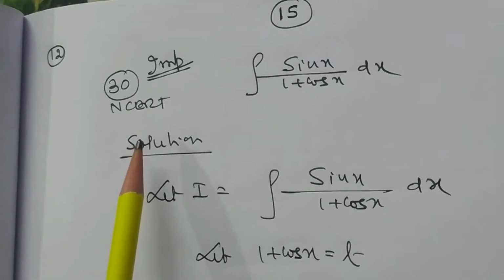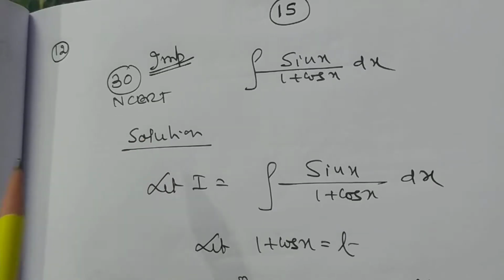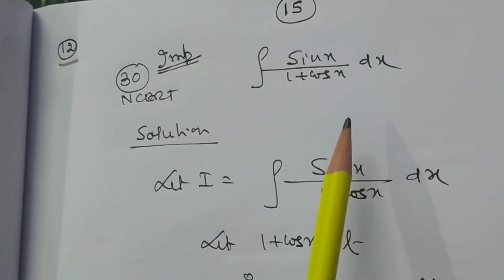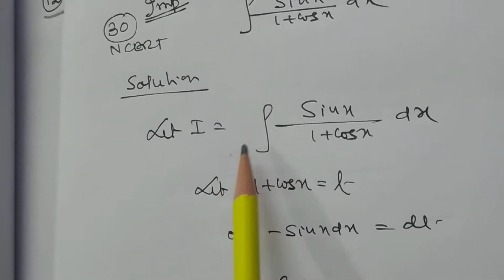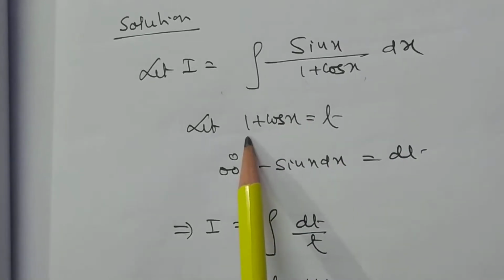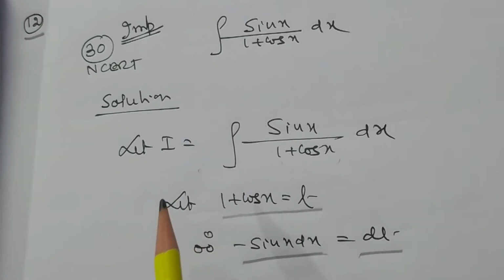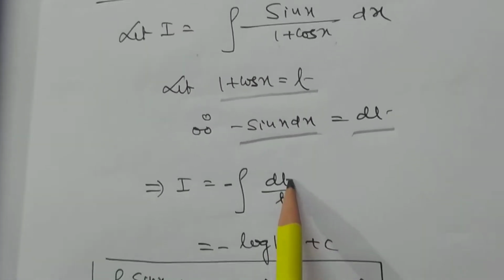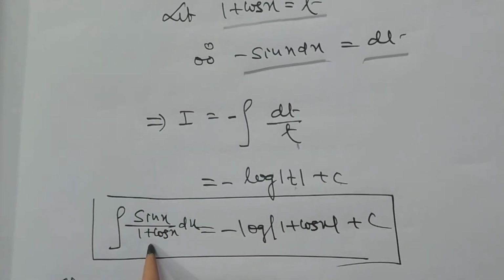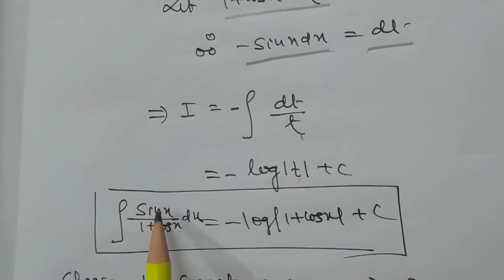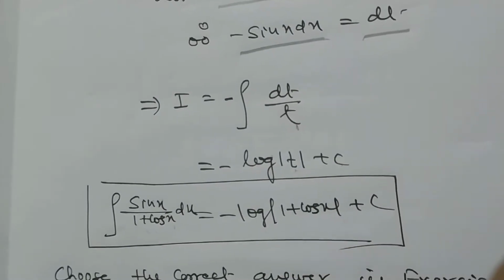Now my dear students, now I want to solve problem number 30 of NCERT and problem number 12 of this study material. The integral of sin x by 1 plus cos x. So I is equal to the integral of sin x by 1 plus cos x. Let 1 plus cos x be equal to t. So minus sin x dx is equal to dt. Now the whole integrand is in the form of minus dt by t, that is minus log mod t plus c. So the integration of sin x by 1 plus cos x dx is minus log of 1 plus cos x plus c.